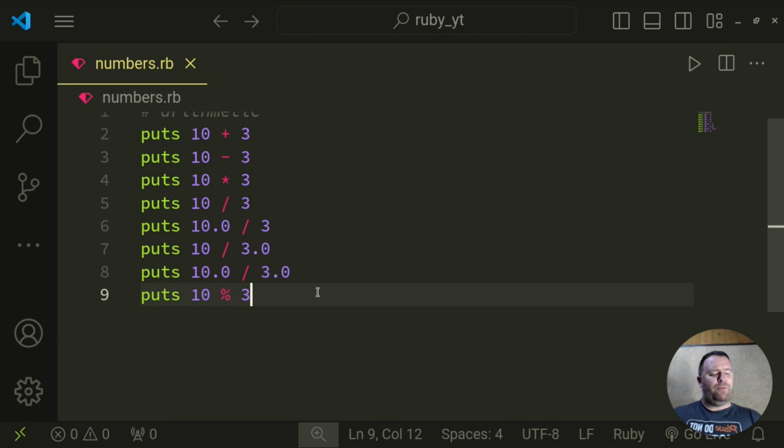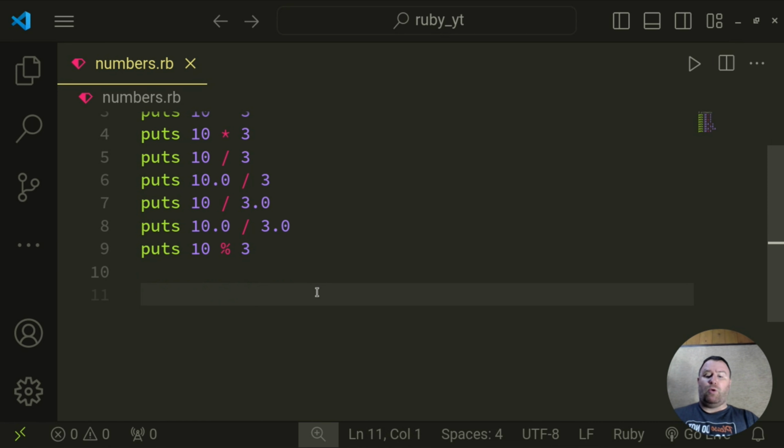Let's see, what else can we do? Well, we can do basic order of operations. So let's do puts 3 times, and then in parentheses 3 plus 3, and then let's divide this by 3, and then do plus 3 minus 3, times, let's do times 3 plus 3. Okay, now let's run it.